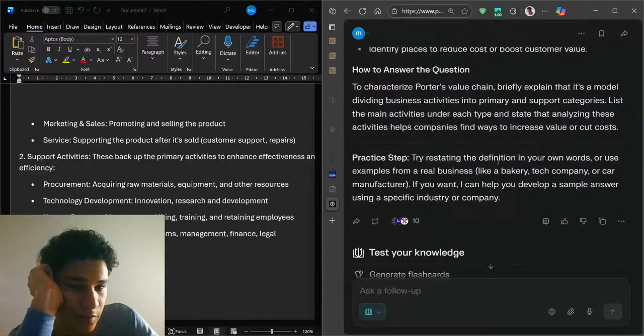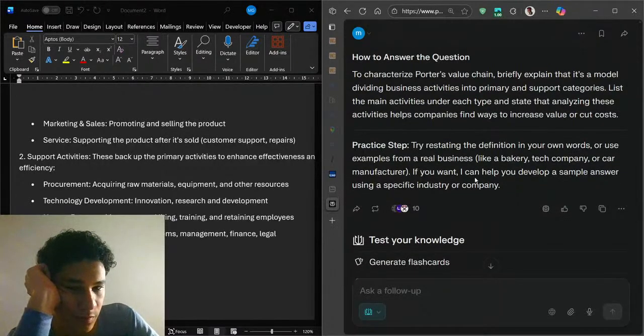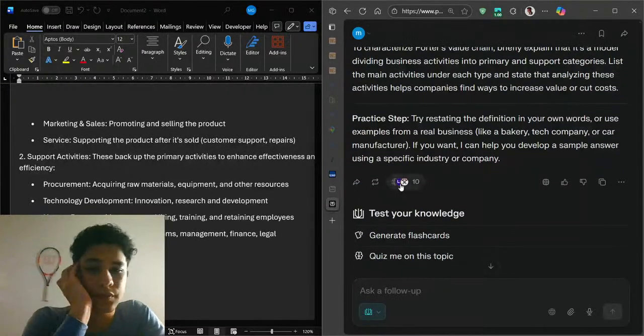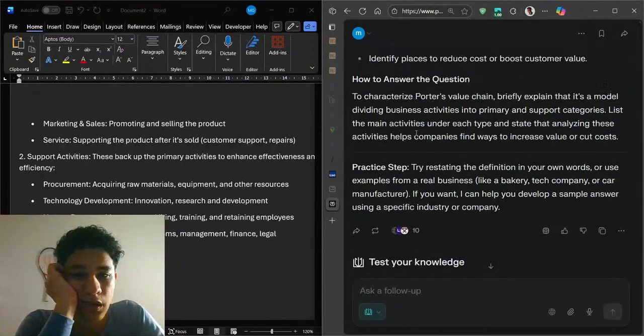Practice step. Try restating the definition in your own words or use an example from a real-life business, like a bakery, a tech company, or a car manufacturer. If you want, I can help you develop a small answer using a specific industry or company.